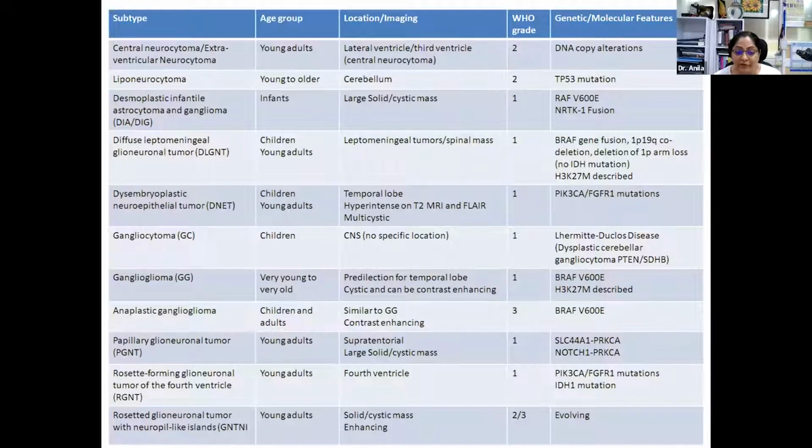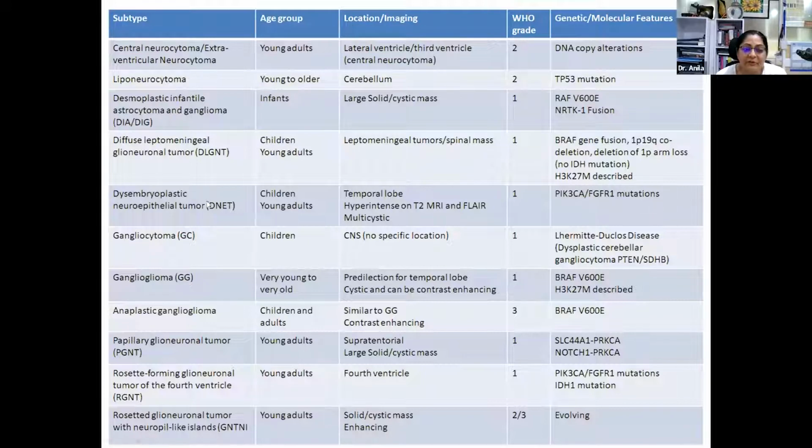So this is just the list of all the tumors with their age groups and their grade. Central neurocytoma: the age group is young adults, in the lateral ventricle, as we discussed, and usually grade 2. If there is anaplasia, of course, it is grade 3. Then the DIA or the DIG, the desmoplastic infantile astrocytoma and ganglioglioma, happens in infants, as the name suggests, infantile, and WHO grade 1. The mutations associated are BRAF V600E and NTRK fusion.